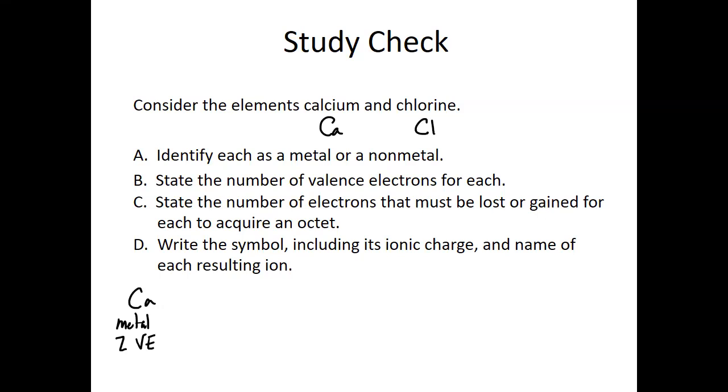How is it going to obtain an octet? Right, so this is what we were talking about yesterday. I need to look at the valence electrons, figure out how I'm getting to 8. I can either gain electrons to get to 8, or I can lose the electrons I have and work backwards to a noble gas that way. So the option is to gain 6 or lose 2. It's going to lose 2.